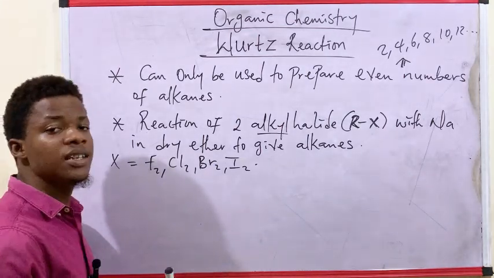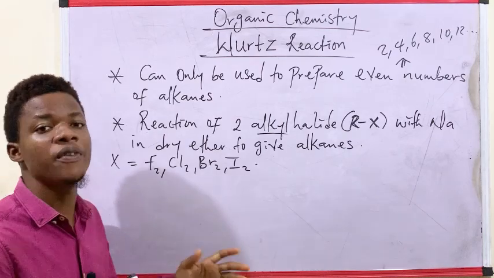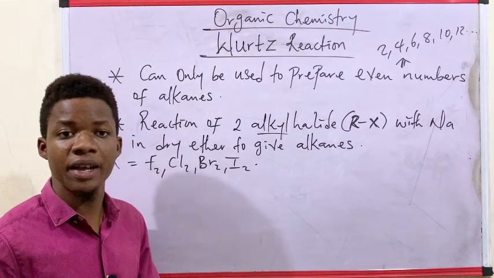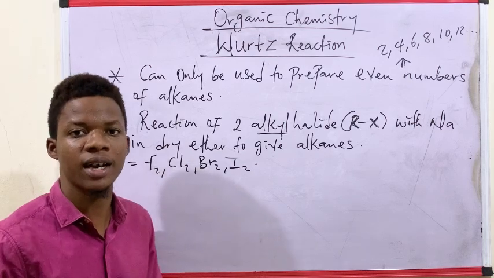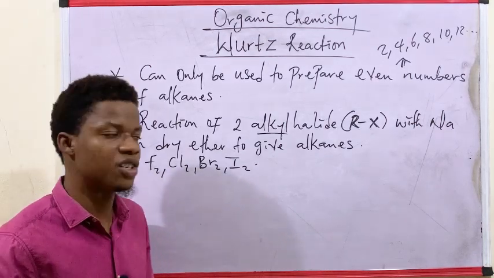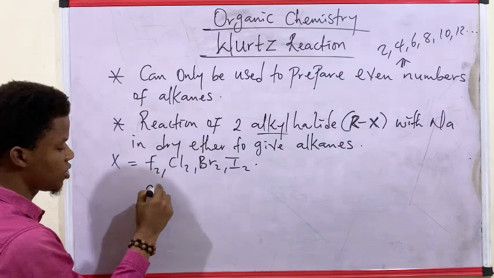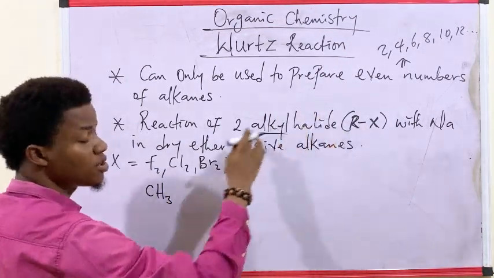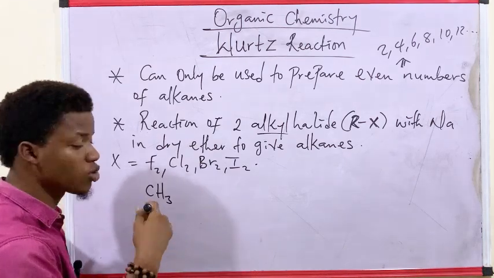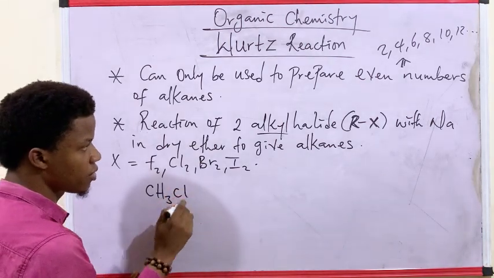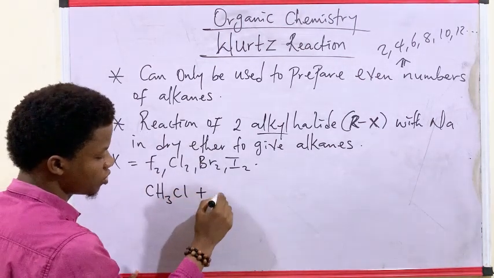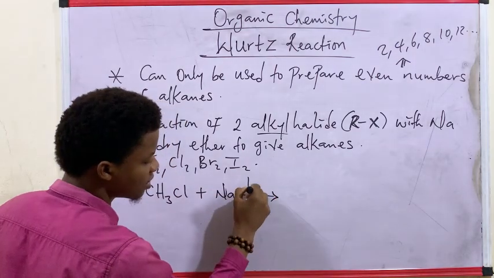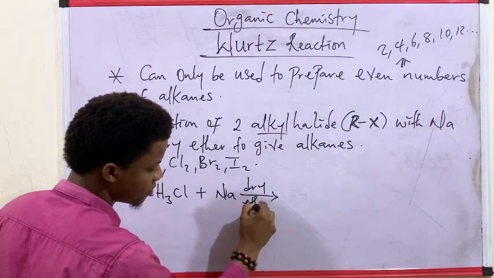So now let's think of any alkyl halide. So think of any alkyl group. Could be methyl, could be ethyl, could be propyl, could be butyl, any one. So let's start with the simplest alkyl, which is what? Methyl, CH3. So we have CH3. Then our X is most times what? Chlorine. So CH3Cl plus sodium, in the presence of what? Dry ether.